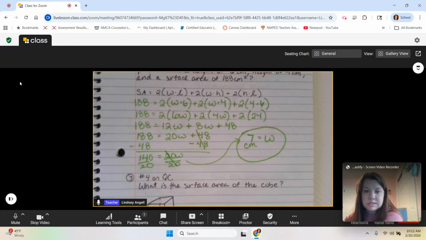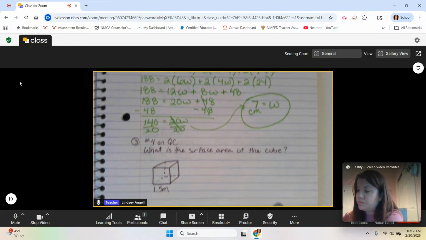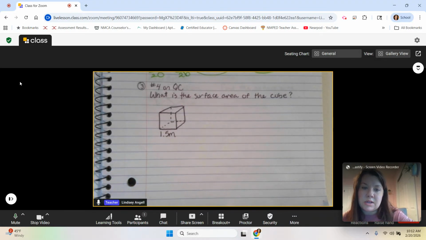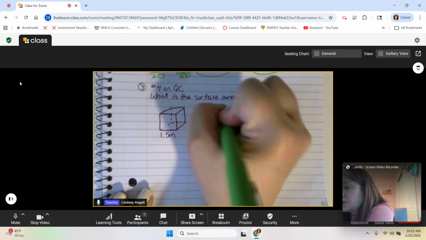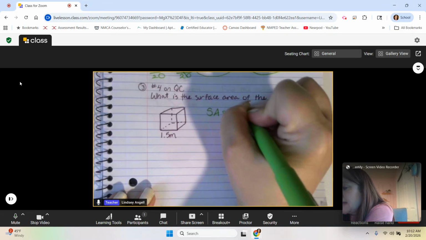Okay? So use the information that you know to figure out what you don't know. All right, number 4 on your quick check. This is our last one. This is a cube. I figured I should do one example as a cube. So it says, what is the surface area? Well, from the first page of the notes, we had surface area is equal to 6s squared.